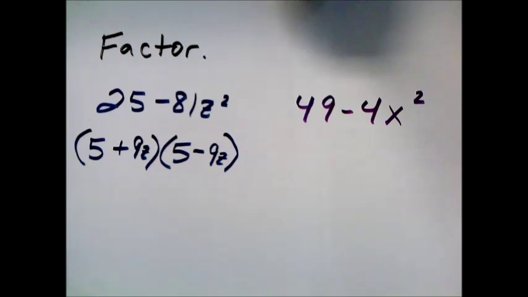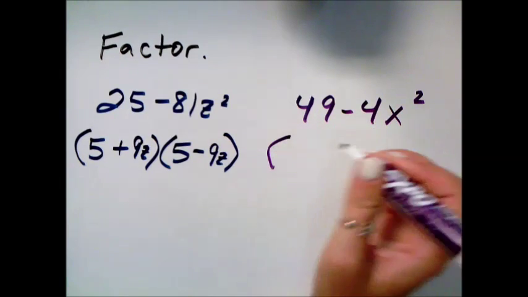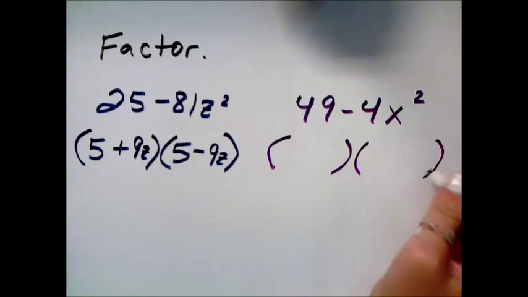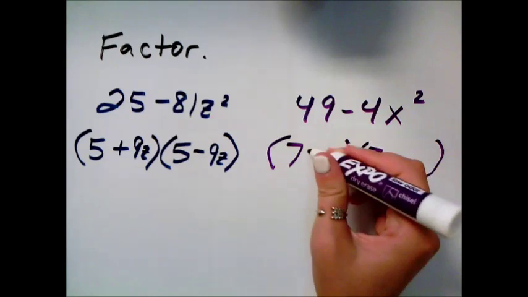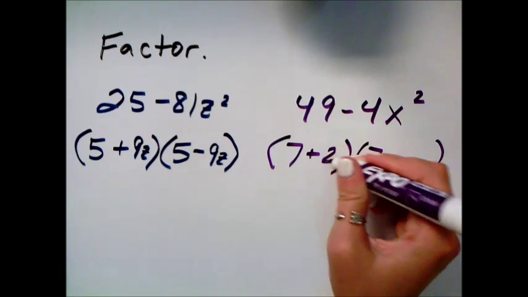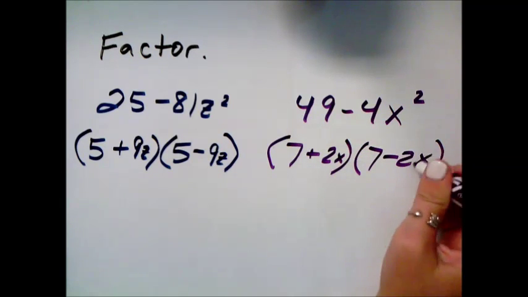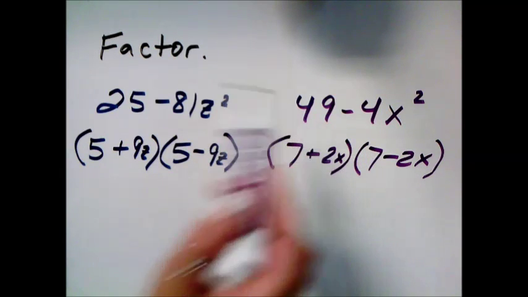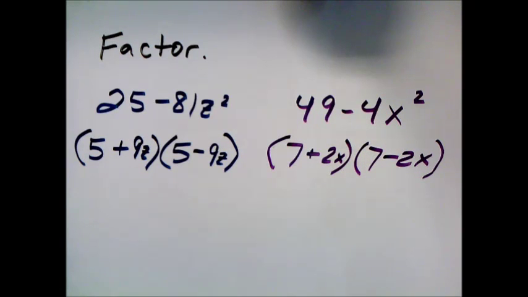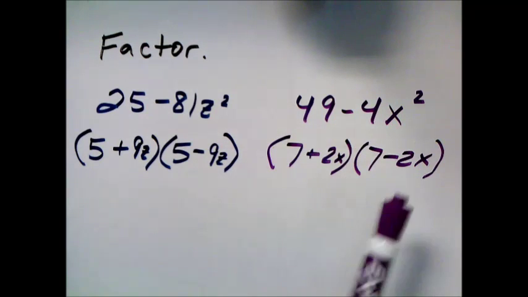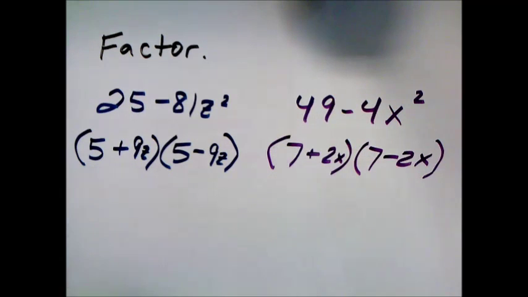So same thing on the other one. I see that it's missing a middle term, so I'm thinking it's difference of squares. I also notice that 49 and 4 are perfect squares. So I think 7 times 7, and then 2x and minus 2x. So think if I FOIL, 7 times 7 is 49, 2x times negative 2x is negative 4x squared, and the plus 14x and the minus 14x, your inside-outside terms would cancel.